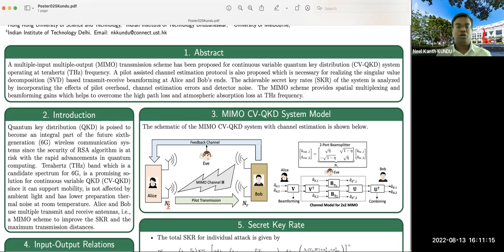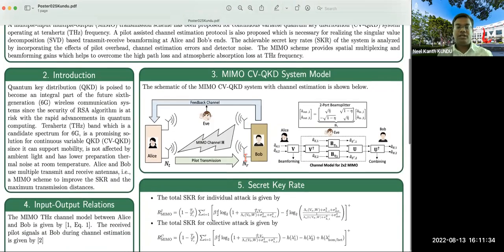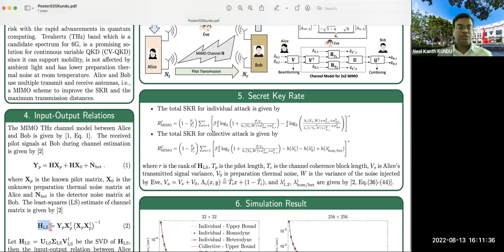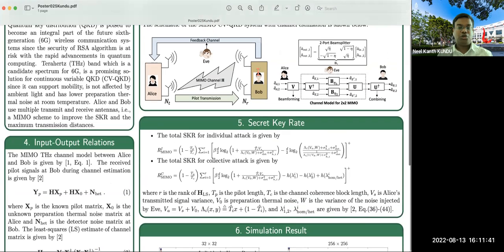QKD. So the schematic of the MIMO CVQKD scheme is shown in this figure, where Alice and Bob have multiple transmit and receive antennas. First, the wireless MIMO channel between Alice and Bob is estimated, where Alice transmits known pilot signals to Bob. Then Bob measures the received signals and uses our least square based estimation scheme to estimate the channel matrix as given by equation 2. After estimating the channel, this is fed back to Alice by using the classical authenticated channel, which is also required for classical post-processing in the QKD protocol.